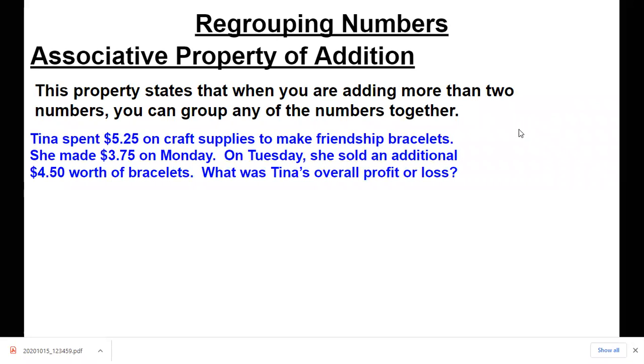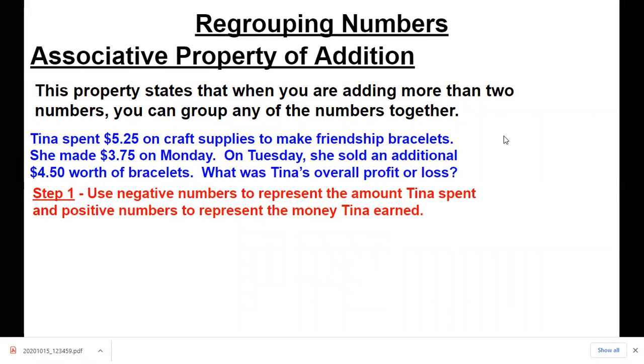So here's an example. Tina spent $5.25 on craft supplies to make friendship bracelets. She made $3.75 on Monday. On Tuesday, she sold an additional $4.50 worth of bracelets. What was Tina's overall profit or loss? Step 1, use negative numbers to represent the amount Tina spent and positive numbers to represent the amount Tina earned.